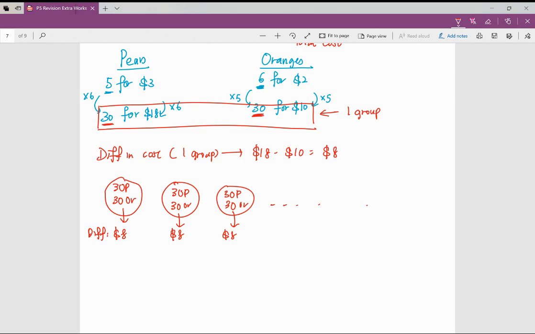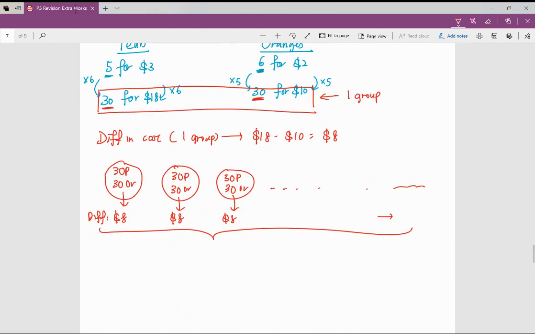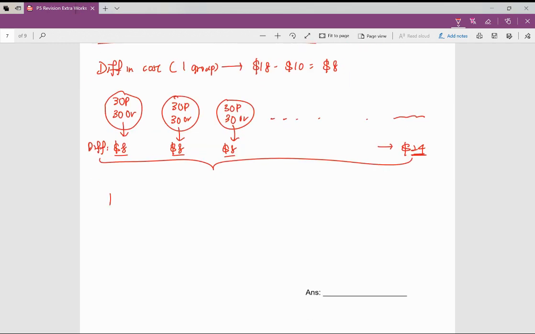I don't know how many groups there are of this, but I know at the end of the day, the difference will actually add up to $24. So these groups of $8, $8, $8 will add up to $24 for the total difference. So how many groups of what in what?